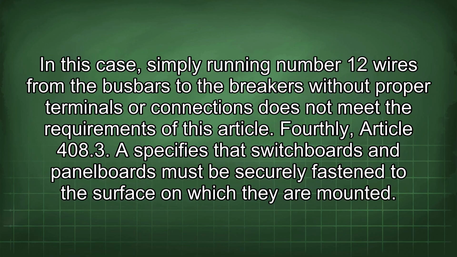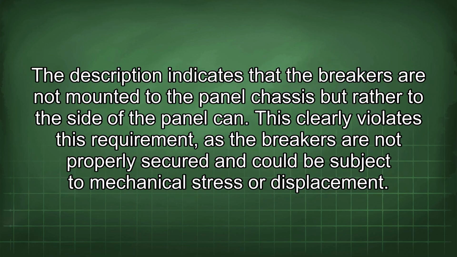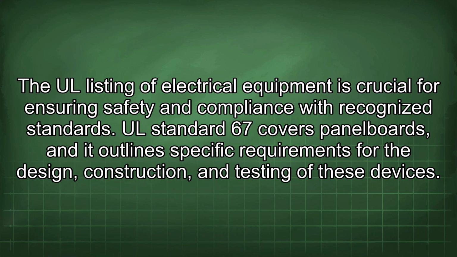Fourthly, Article 408.3 specifies that switchboards and panelboards must be securely fastened to the surface on which they are mounted. The description indicates that the breakers are not mounted to the panel chassis but rather to the side of the panel can. This clearly violates this requirement, as the breakers are not properly secured and could be subject to mechanical stress or displacement. The UL listing of electrical equipment is crucial for ensuring safety and compliance with recognized standards.